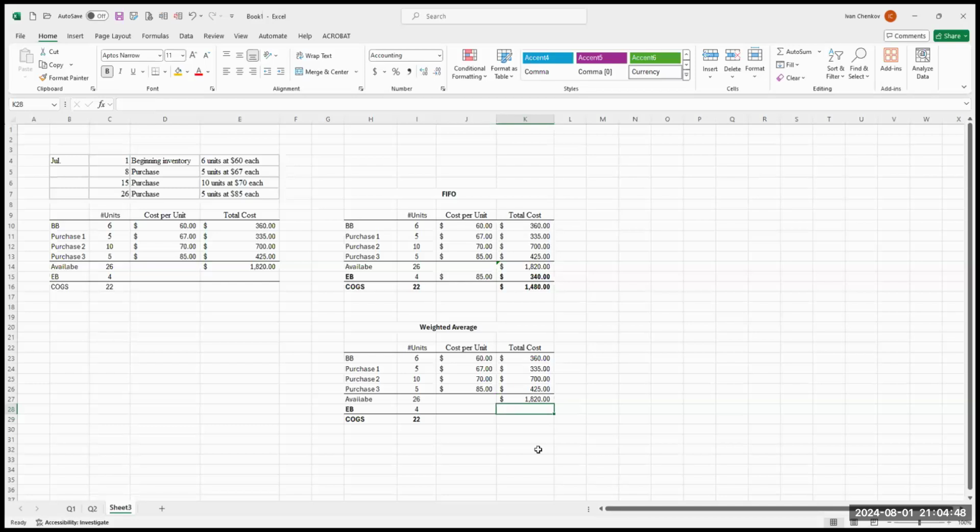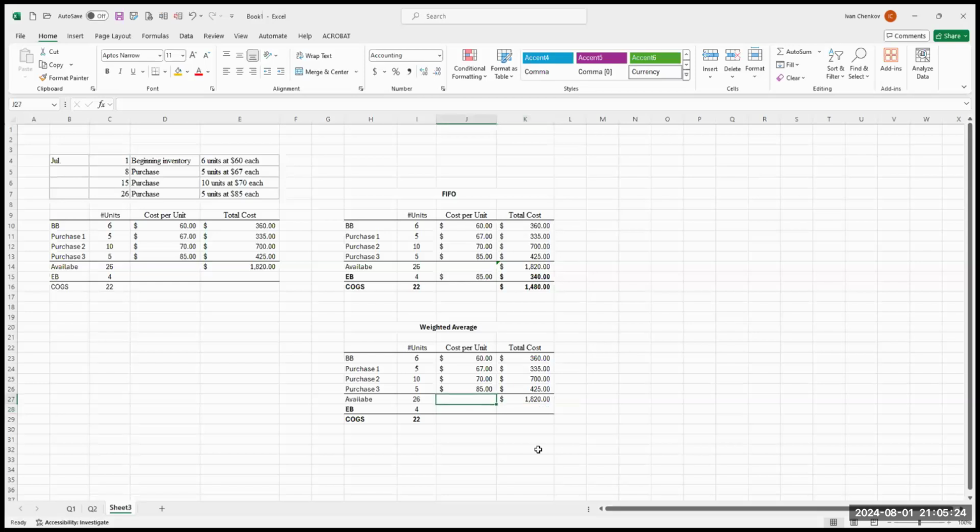I have 4 units available at the end, which are on hand. Now the question is, during the period I had the beginning balance, which is 360, plus I made purchases. I know I have 26 units. I know it cost me $1,820 to get those 26 units. What's the average price per unit?